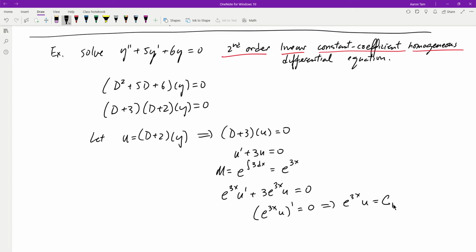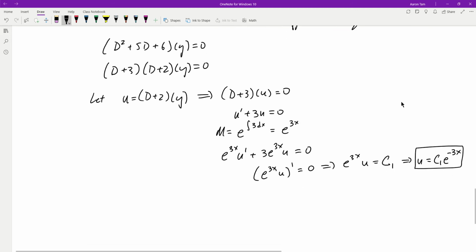Therefore, e to the 3x times u must equal some constant c1, because I'm going to have to integrate twice to solve this equation, since it's second order. So I'm going to call this one c1 for now. And therefore u must equal c1 e to the negative 3x. So that gives us the answer for u.